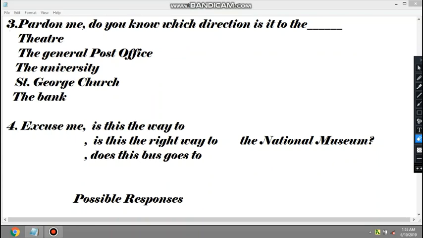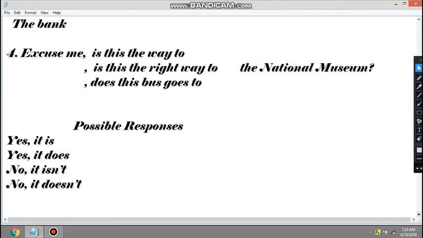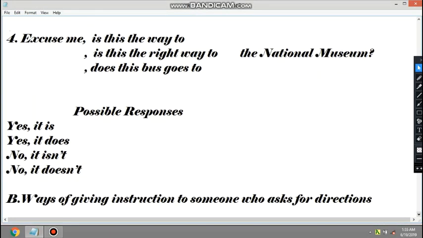Now let's see something somewhat different, with the possible answers. The fourth one is a little different, again a polite one. Excuse me, is this the way to the National Museum? Or excuse me, is this the right way to the National Museum? Excuse me, does this bus go to the National Museum? This is a question, and immediately there are possible answers.